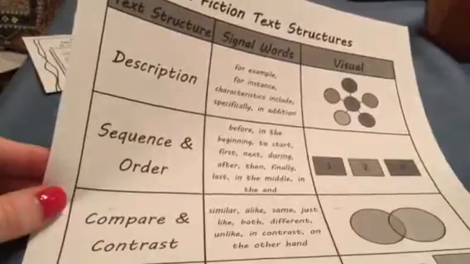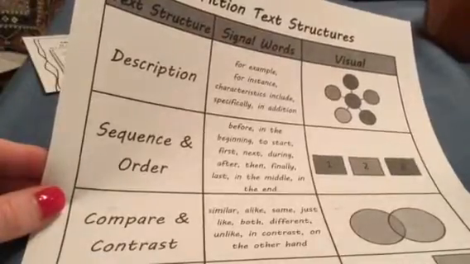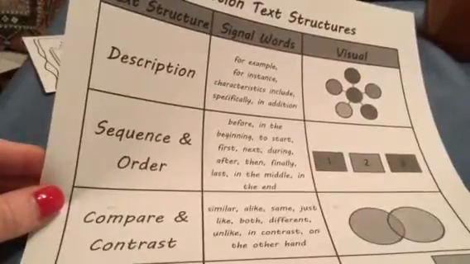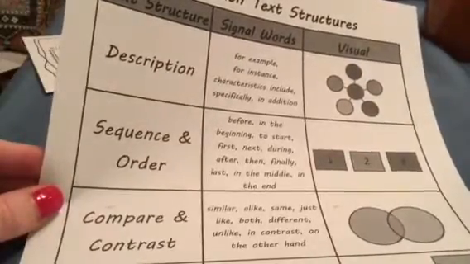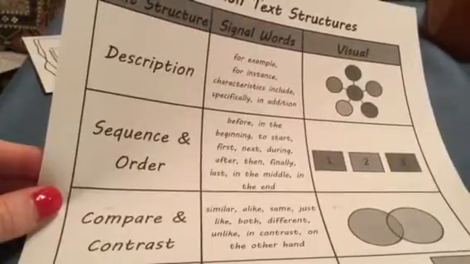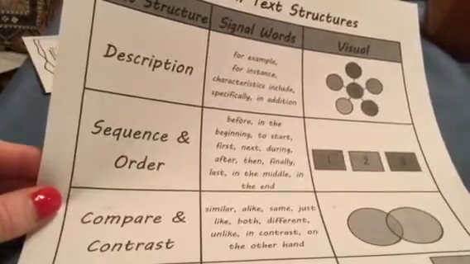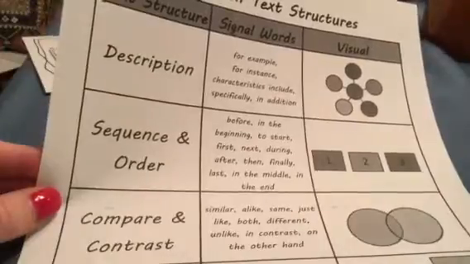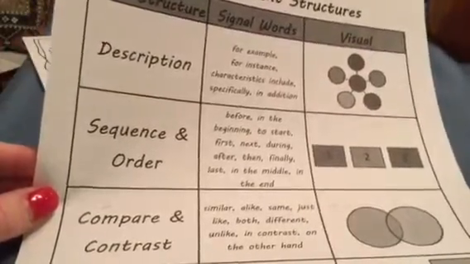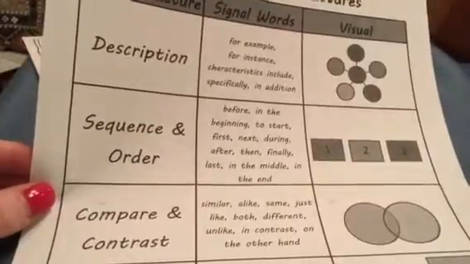And description is one where they are talking about something. A lot of times you see it about animals or something specific or scientific. And it'll say things like, for example, for instance, it'll talk about the characteristics. Think about when you've done animal research projects, you were making a description of that animal.